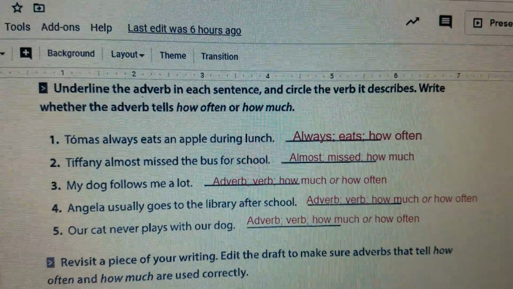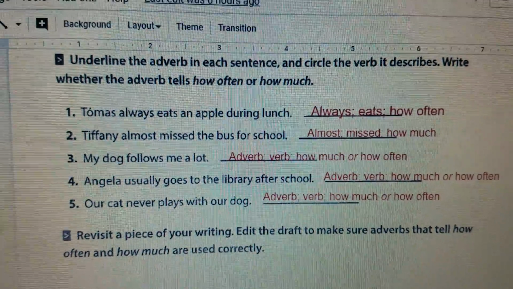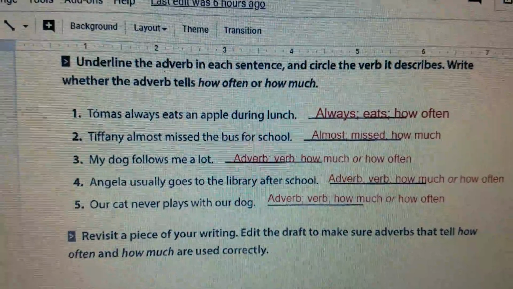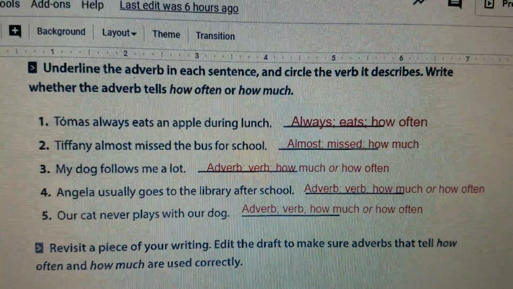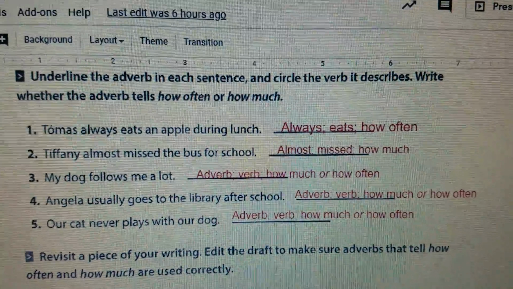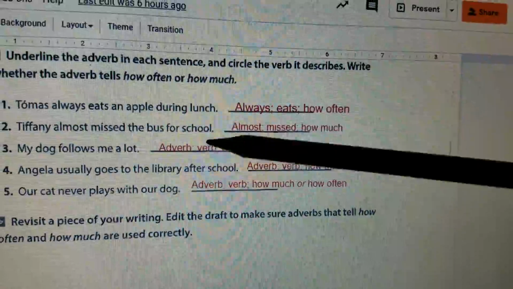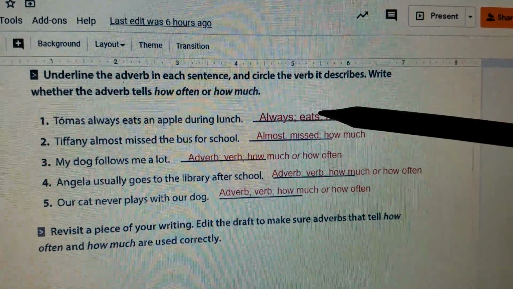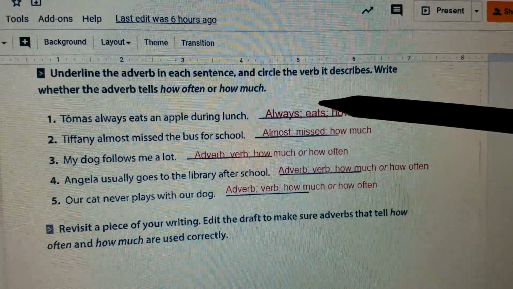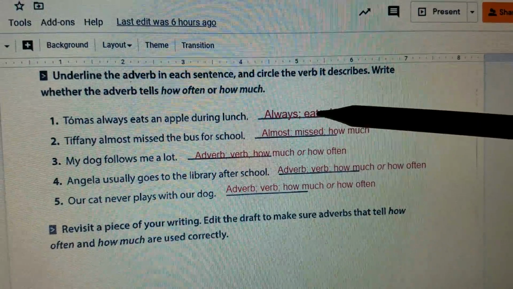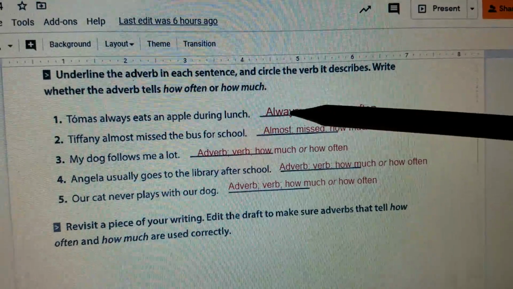All right. So number 1 says, Tomas always eats an apple during lunch. Okay. So our verb here is eats. How often does this happen? Always. So that is the type of adverb it is. So you can see here in the answer that I have given you, always is our adverb, eats is our verb, how often is the type of adverb. So you're looking for how often does Tomas eat an apple? Always. That is his habit. He does it every day.